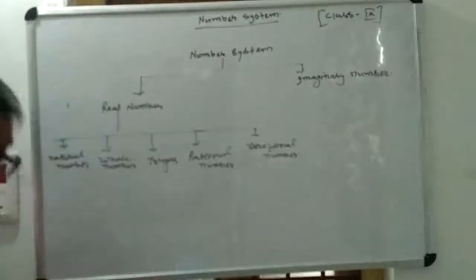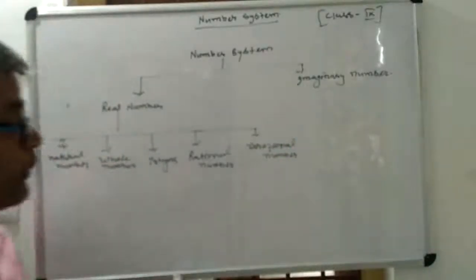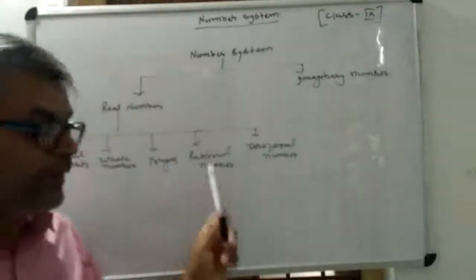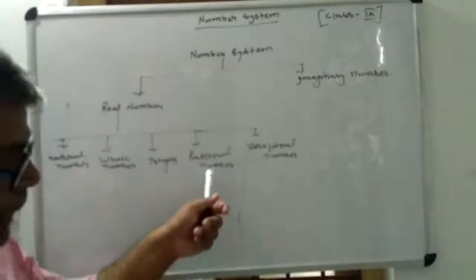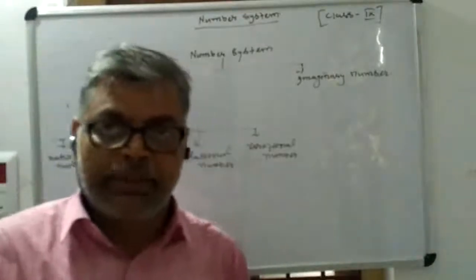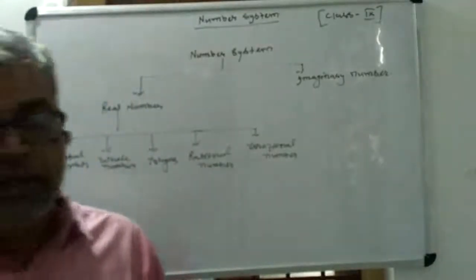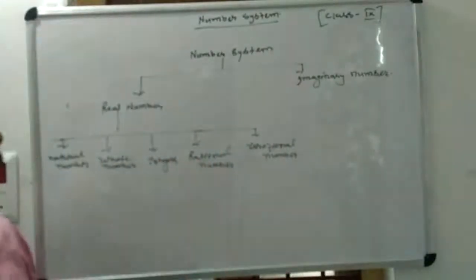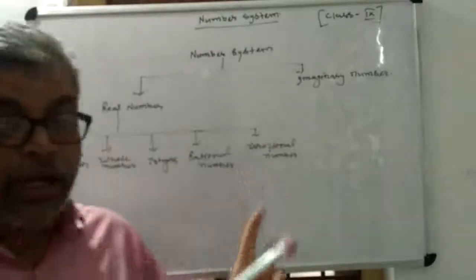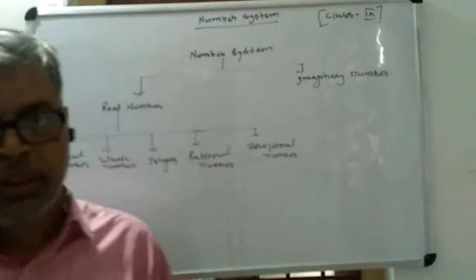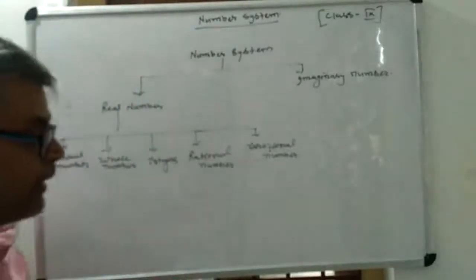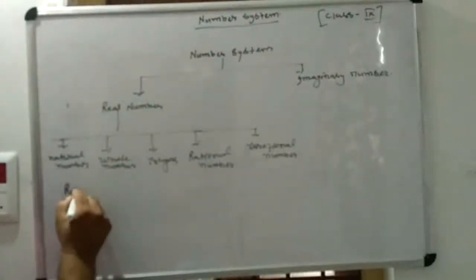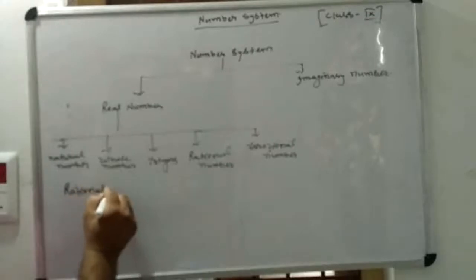Children, in your previous class, you have also read about real numbers, natural numbers, whole numbers, integers, and some introduction about rational numbers and irrational numbers. But now in this class, you have to learn in detail about rational numbers and irrational numbers. So first we will consider the definition of rational number. What is a rational number?